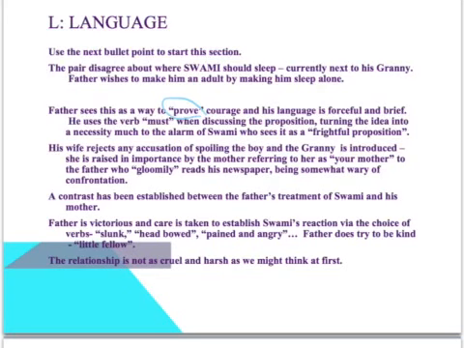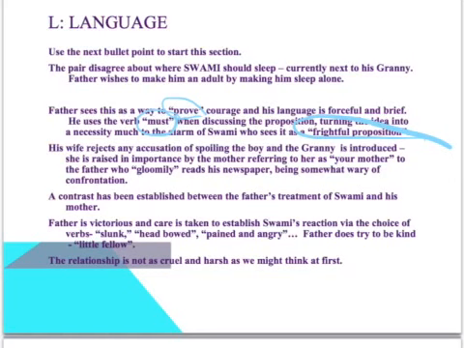The father is forceful, brief. He uses the verb must when discussing the proposition, and it therefore becomes a necessity. And Swami, as we try and establish the difference between them, sees this as a frightful proposition, and the idea is, of course, that he is simply terrified of it. This idea of being terrified will come back later in the story.